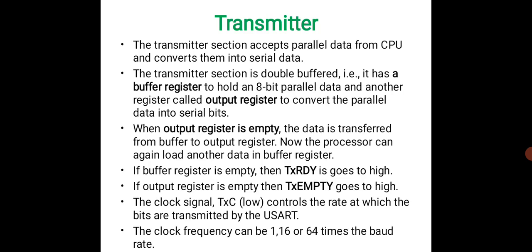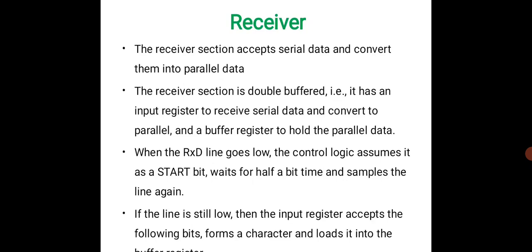And we have an important clock signal, which is the transmit clock, an active low signal, which will control the rate at which these bits are transmitted by the USART. And normally the clock frequency you can set over here can be set at 1, 16 or 64 times the baud rate. Coming to the receiver section, it accepts the serial data and converts it into parallel data.